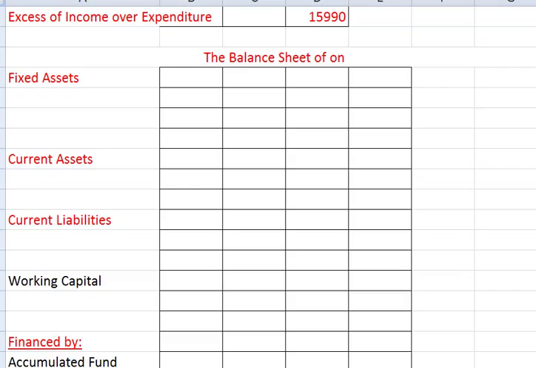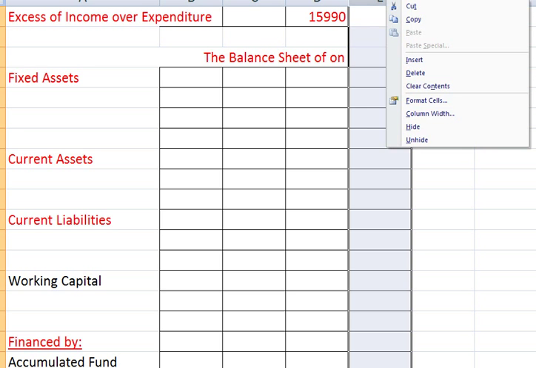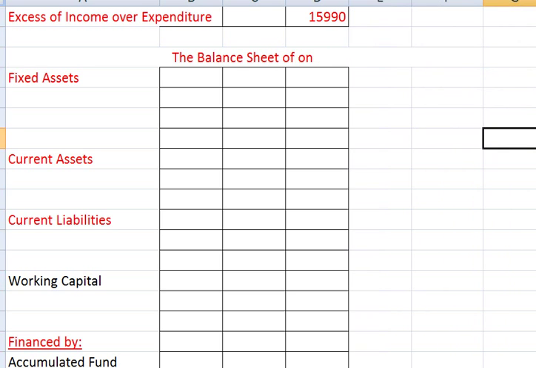What they own and what they owe on a particular day, and how the club is actually financed as well in the second half of the balance sheet. Normally I do it in 3 columns. This shows 4. I can just get rid of one of these columns here, and we can do it in 3 columns.